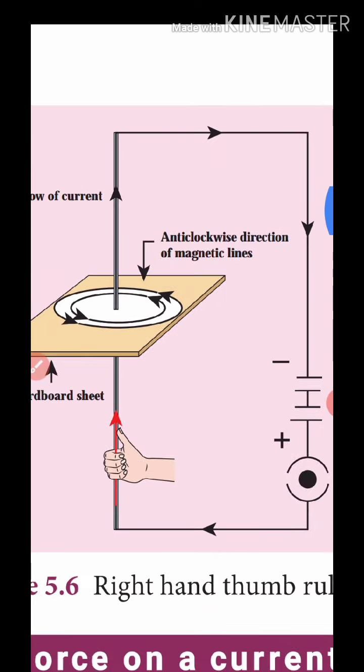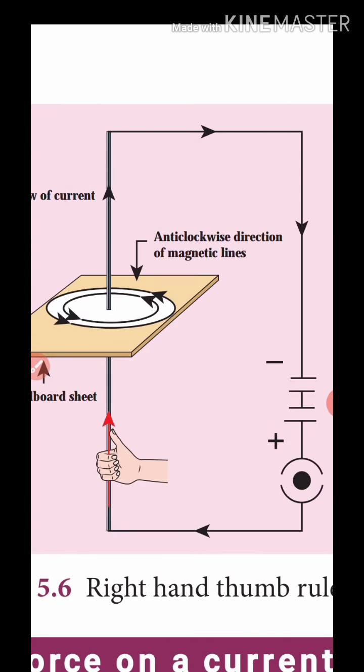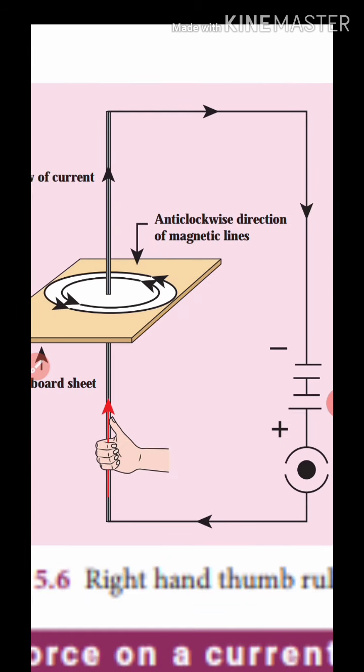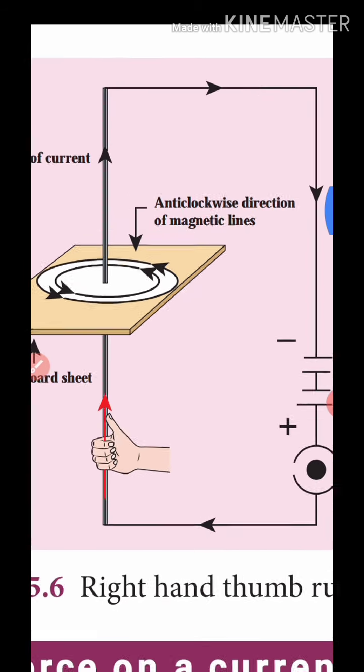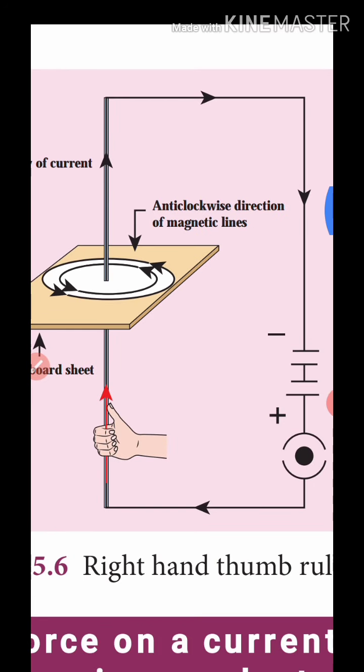The magnetic field lines are stronger near the current carrying wire and diminish as you go away from it. This is represented by drawing magnetic field lines closer together near the wire and further apart away from the wire.